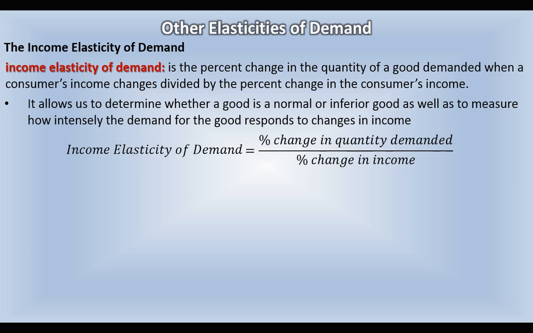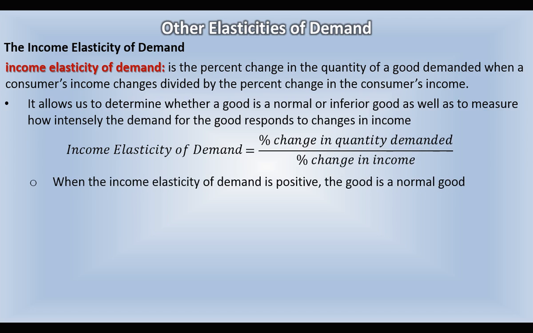So let's say income goes up by a certain percentage and then quantity demanded goes down. That means the good is what? Income goes up, quantity demanded goes down? Inferior good. So if we have a negative income elasticity of demand, we know the goods are related as inferior. The good is considered an inferior good within the market.